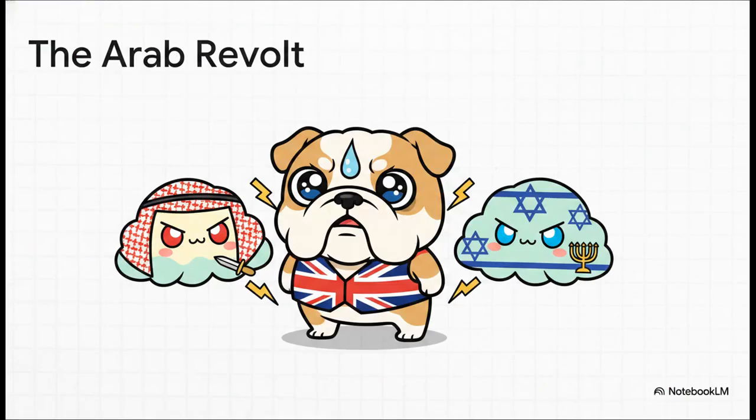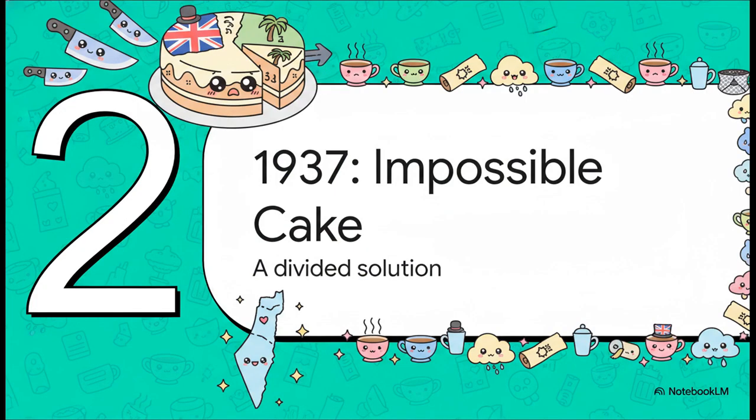Well, that mandate authority was violently challenged by what became known as the Arab Revolt, stretching from 1936 to 1939. This was a massive, sustained uprising. It was directed against both British colonial rule and the significant spike in Jewish migration to the region at the time. And what this revolt really exposed to the British authorities was that they were caught squarely between two fiercely competing nationalist aims. Both the Arab and Jewish communities had completely different visions for the future of the exact same piece of land. Which brings us to Section 2, 1937, and what I like to call the impossible cake.